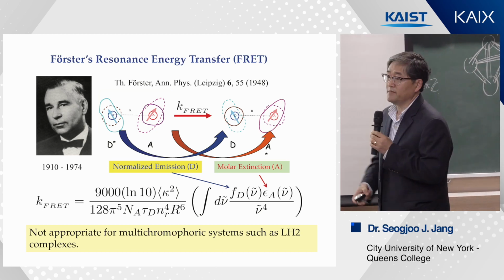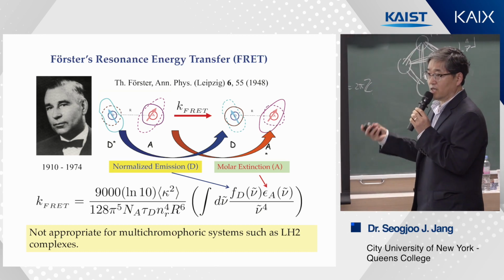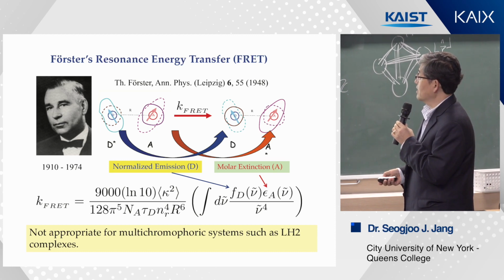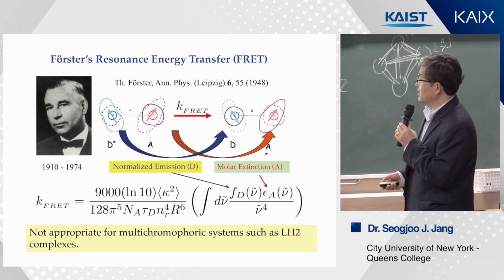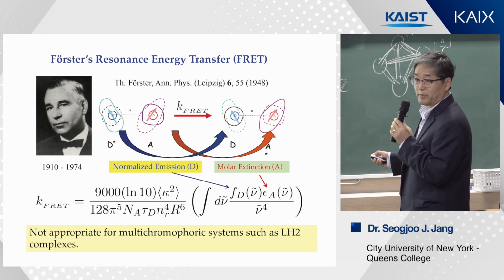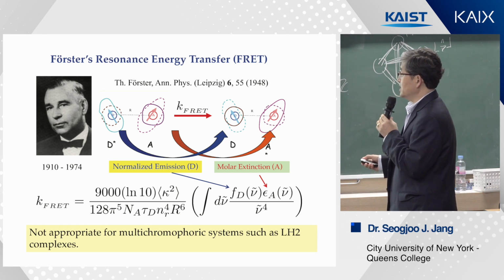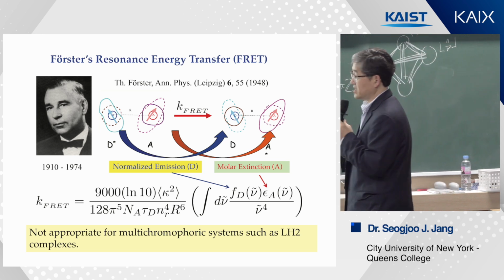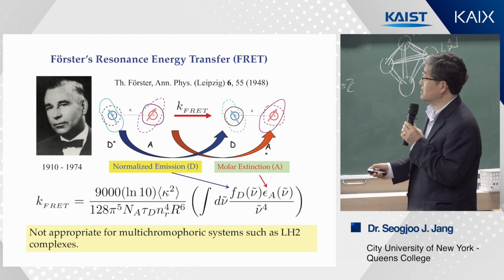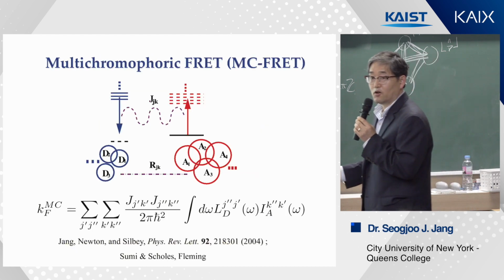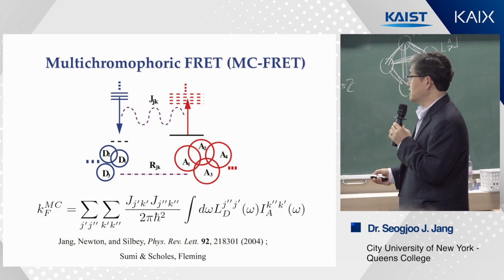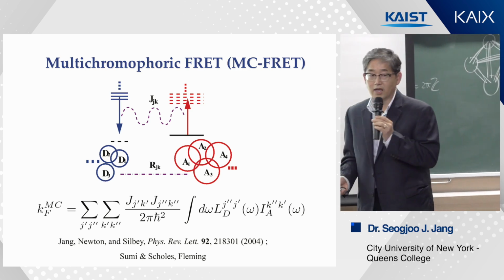For anything that involves energy transfer, the first inclination is to explain it with Förster resonance energy transfer, or FRET. FRET lets you calculate the transfer rate based on experimental data: you normalize the emission and the molar extinction coefficient of the acceptor, and then calculate the overlap integral. Then you can calculate the rate of the excitation transfer. However, this theory cannot be applied to multichromophoric systems such as LH2 complexes, so you actually need a new theory.